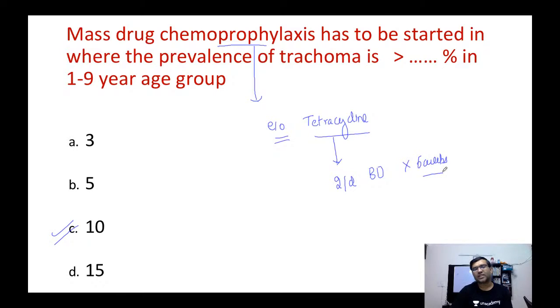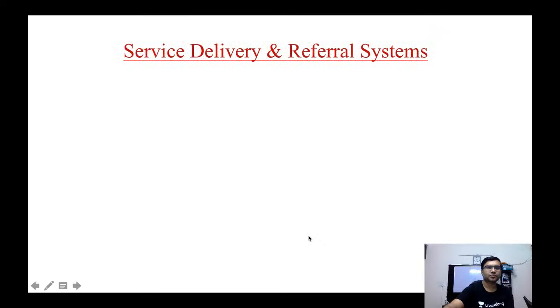If they ask what is the drug of choice of trachoma in adults, then what would be your answer? Then the answer becomes one of my favorite antibiotics, that is azithromycin. Okay, so this is the chemoprophylaxis and this is the drug of choice. Okay, chalo, let's move to our next question.